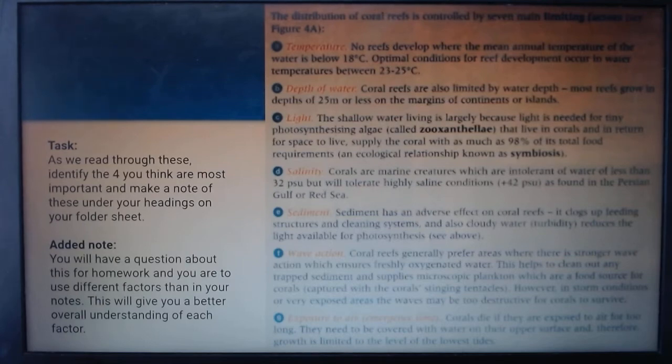All right. And finally, you've also got exposure to air. Corals will die if they're exposed to air for too long. So they need to be covered in water for the vast majority of time. All right, there are 7 factors. Make a note of 4 of those that you think are the most important.